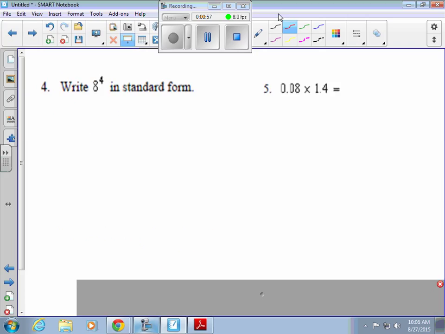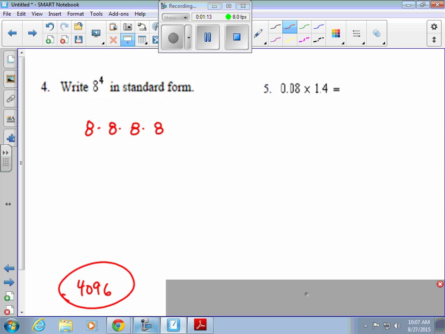Number 4 says write 8 to the 4th power in standard form. So what that means is 8 times itself 4 times. 8 times 8 times 8 times 8. And when you multiply 8 times itself 4 times, you get 4,096.